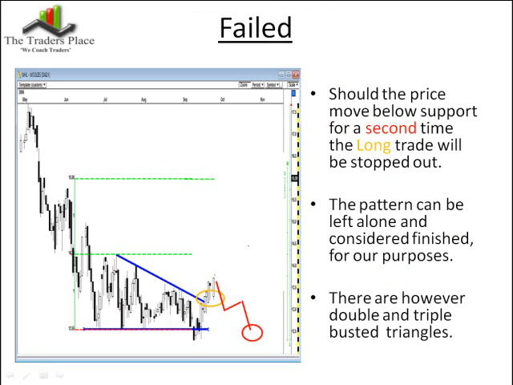Should the price move below support for a second time, as we can see depicted by the red lines and the red circle, then the long trade would have been stopped out. The pattern can then be left alone and considered finished for our purposes.